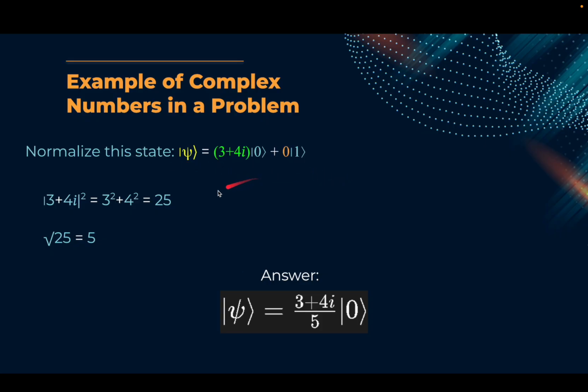Well, you do that by taking your alpha term and squaring its a and b components. So 3 squared plus 4 squared equals 25. And then you square root that 25, which is equal to 5. And then you put that into the denominator. So your normalized quantum state would be 3 plus 4i divided by 5.